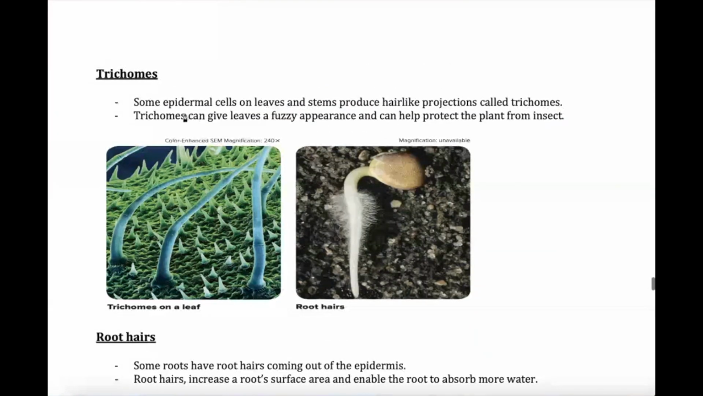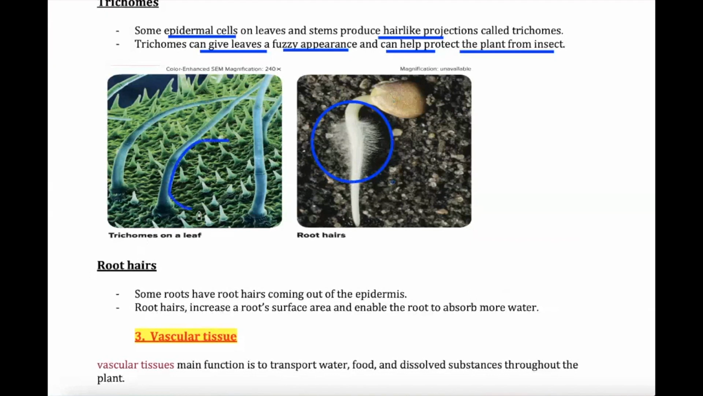Trichomes are special epidermal cells present on the leaf, and they are hair-like structures. They give leaves a fuzzy appearance and can help protect them from insects. They are like spikes. On the leaf, these are called trichomes, even the bigger ones. Some are so tiny, yes, very tiny, we cannot see them normally. We ignore them. But if you touch a leaf and feel it is spiky, it means these are the trichomes.